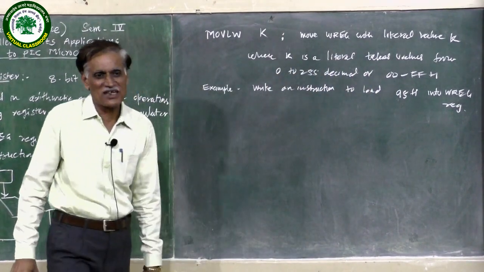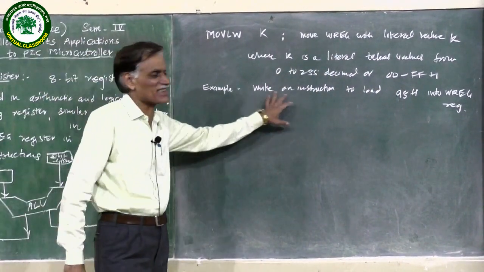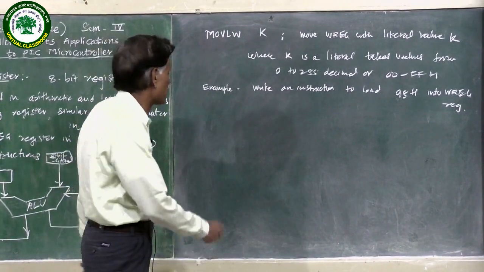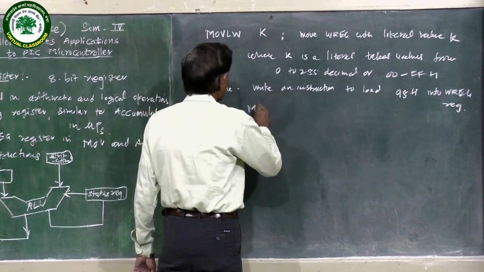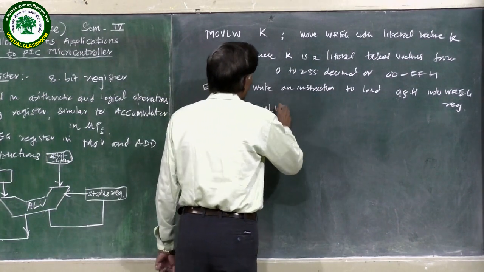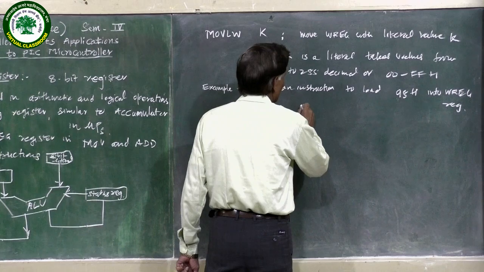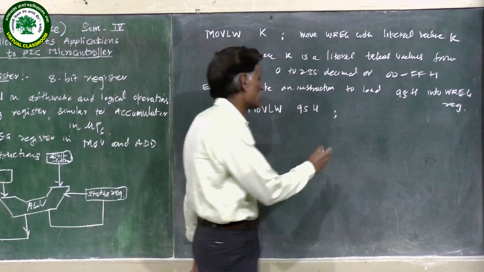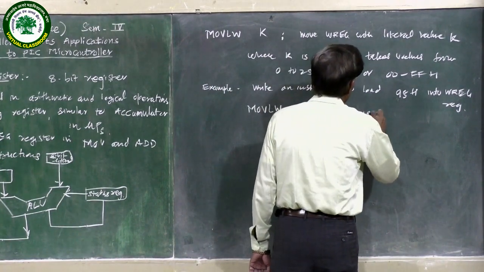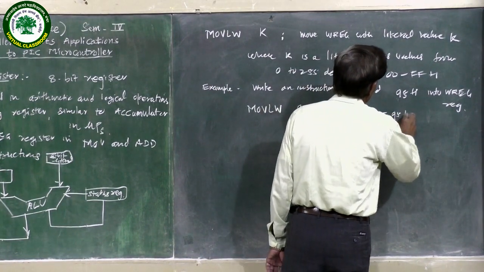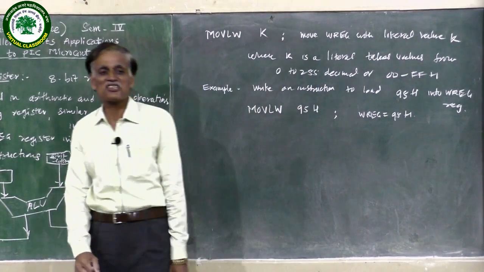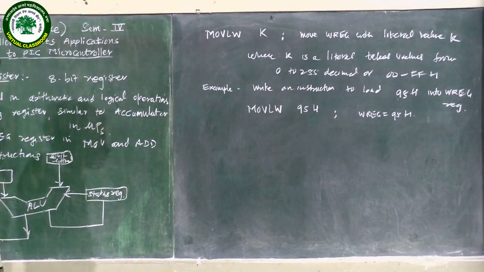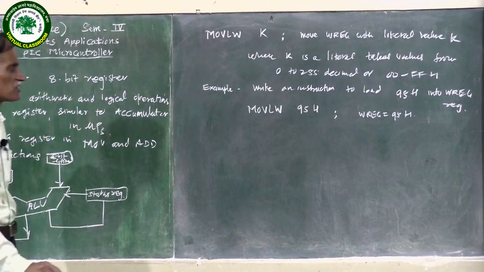From the exam point of view also, the examiner can ask a question on that. Write an instruction to load 95H into WREG register. How will you write it now? You can easily write the instruction MOVLW 95H. Now after execution of this, WREG becomes equal to 95H. It is similar to the immediate data instructions related with microcontrollers or microprocessors.